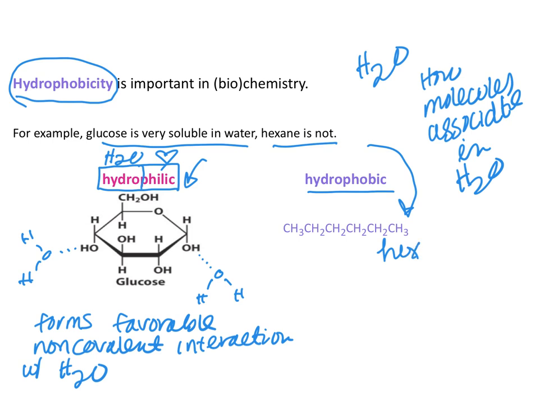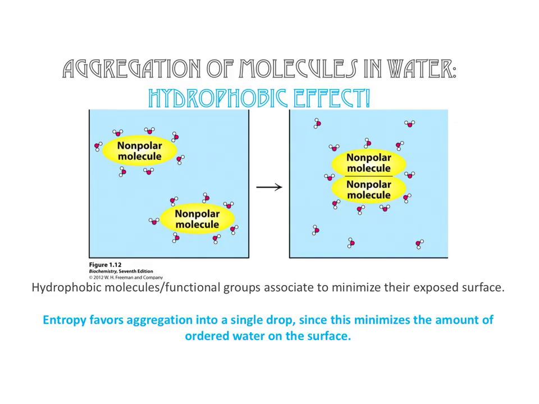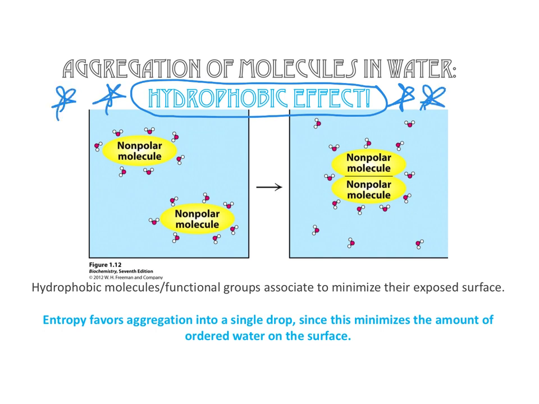Whereas hexane does not. There are no favorable interactions with water. And so this molecule is described as hydro, water, phobic, or hating. Hates water. It prefers not to interact with water because it does not form favorable non-covalent interactions with water. And so the aggregation of molecules in water, or how molecules come together in your cells, in your body, is called the hydrophobic effect. I'm going to talk about this a lot throughout this class.